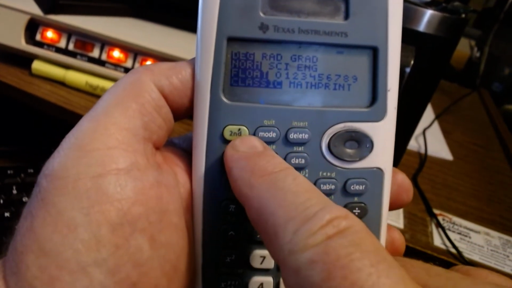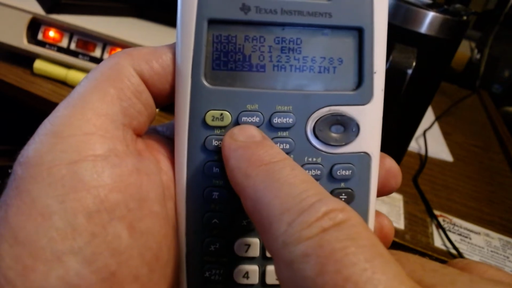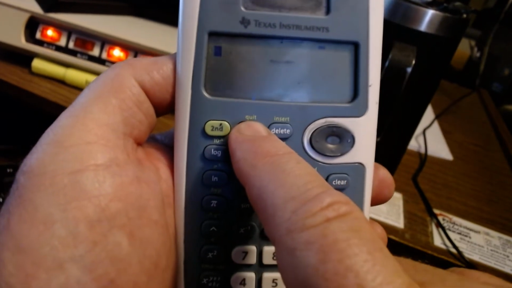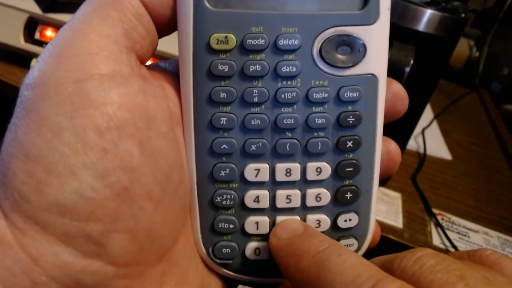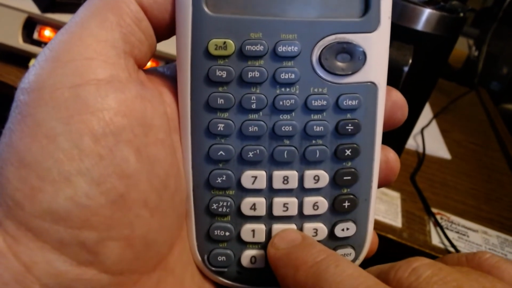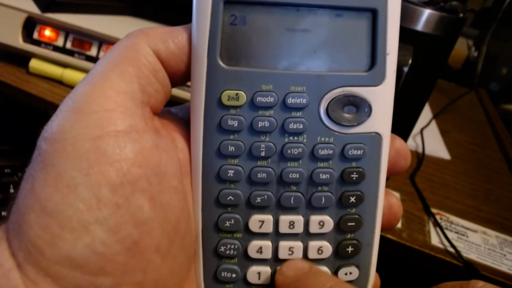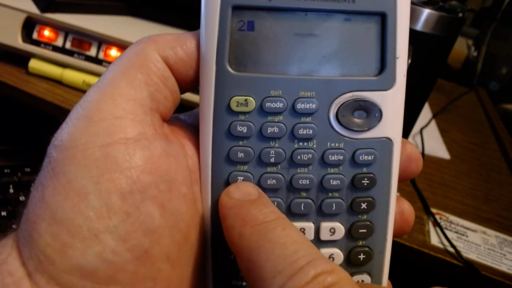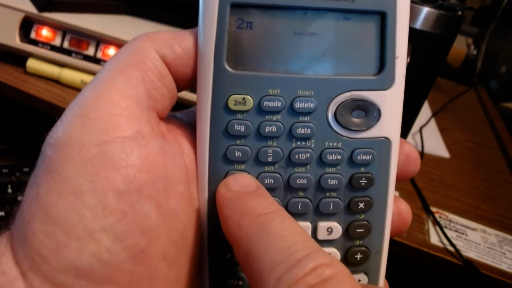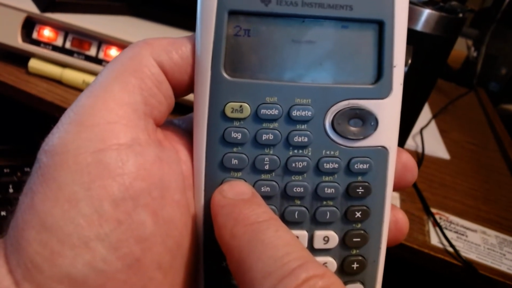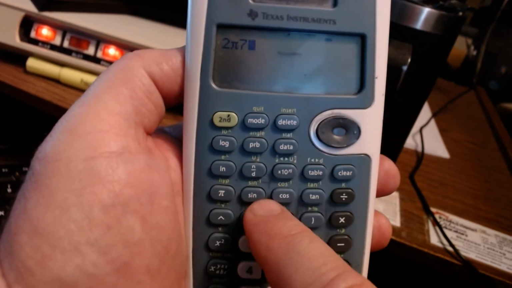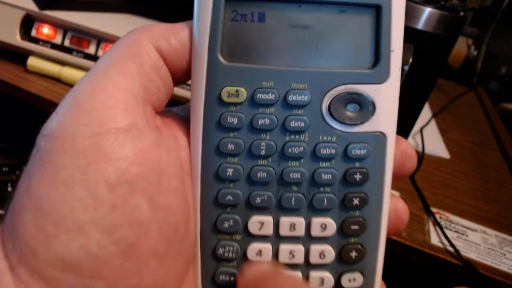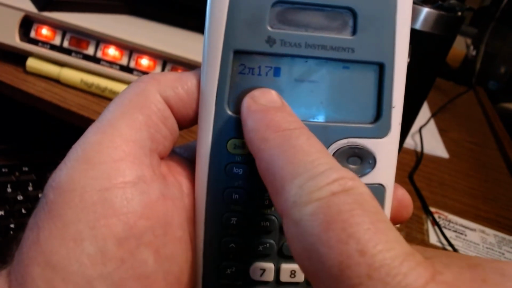Now to go to my home screen, I'm going to hit second and then mode, and it'll quit. Now putting in the formula, I'm going to put in 2 pi r times 285 over 360. So I'm going to hit 2. Now instead of putting 3.14, I'm going to push the pi symbol. Now remember the radius of the circle was 17 miles, so I'll put in 17. 2 pi 17.